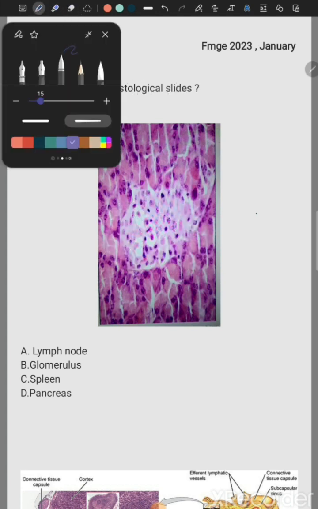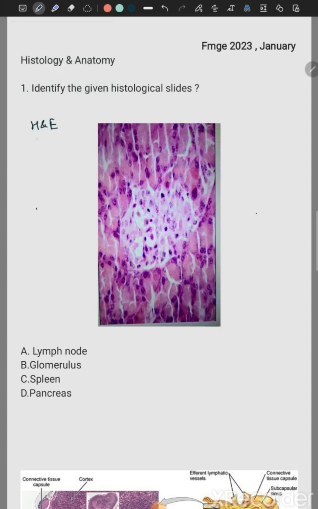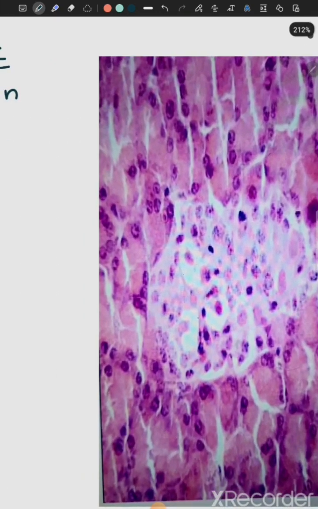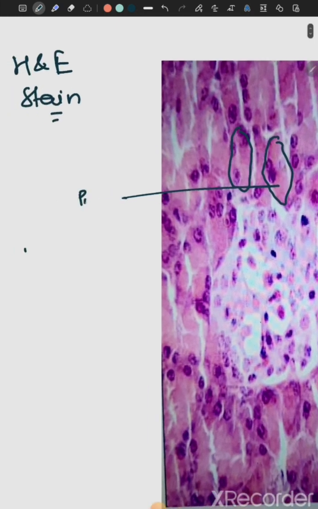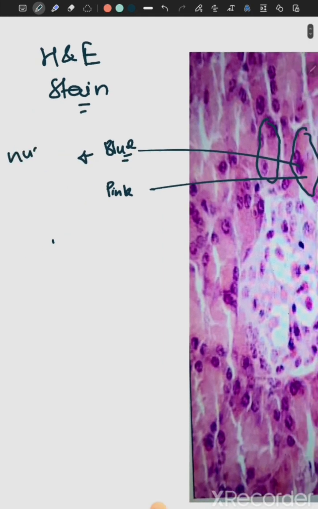One thing is very clear, that it is the hematoxylin and eosin stain, H&E stain. In H&E stain, let me just take one cell here. This one is the pink color, and the central one is blue color. Blue color identifies the nuclear material or nucleus, and the pink color basically stands for the cytoplasm.